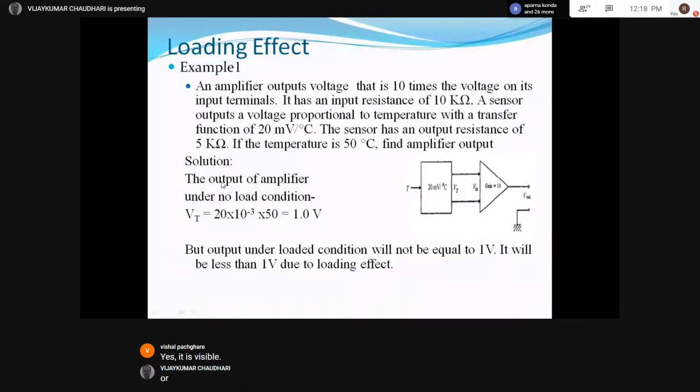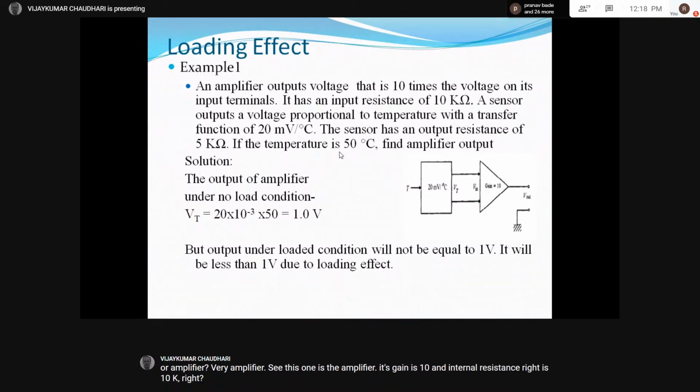So the sensor outputs a voltage proportional to temperature with a transfer function of 20 millivolt per degree Celsius. The sensitivity of the sensor is given. A temperature sensor like an RTD or thermistor or thermocouple is given, and its sensitivity is 20 millivolt per degree Celsius. So a 1 degree change in temperature creates a change of 20 millivolts in the output voltage of the sensor. That is the sensitivity of the temperature sensor.